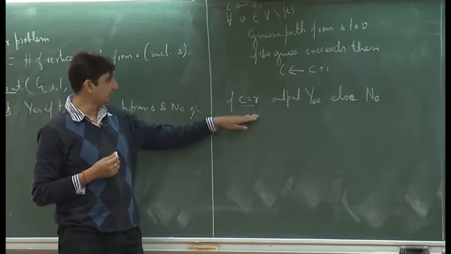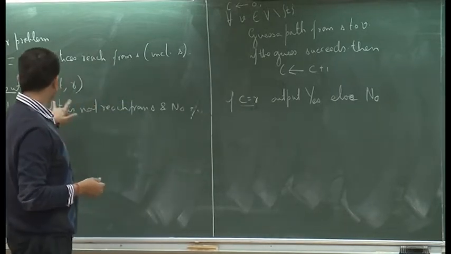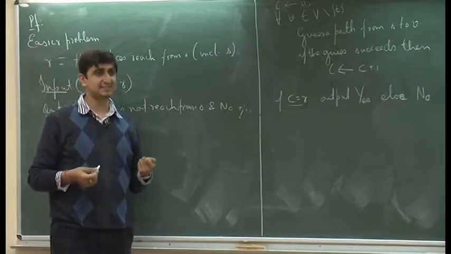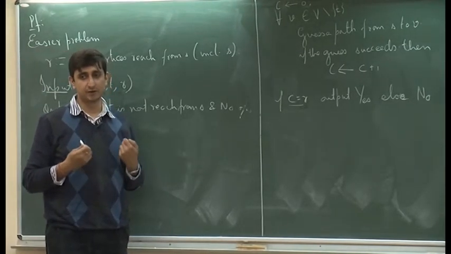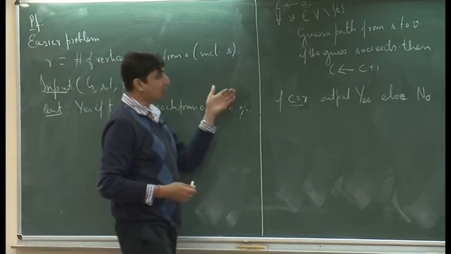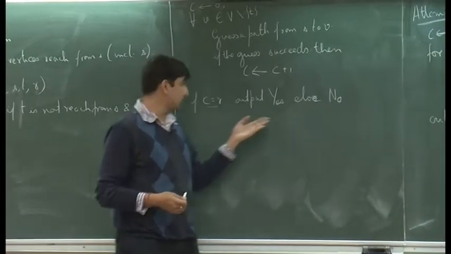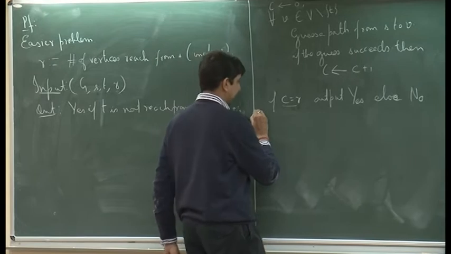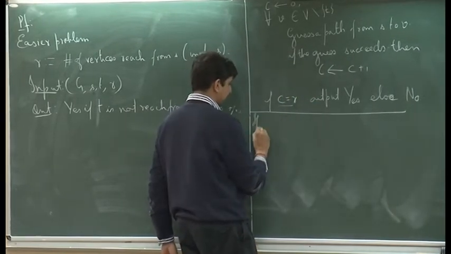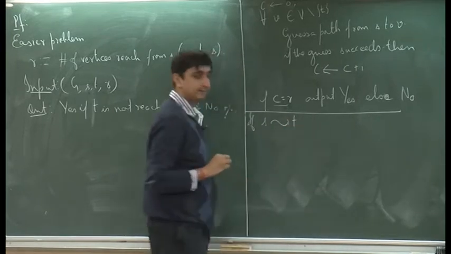So, what do I want? What I want is that if T is not reachable from S, there should be some accepting path, along some path I should output yes. And if T is reachable from S, along all paths I should output no. Let us look at the first case. Maybe I can analyze the correctness of the first algorithm. So, if there is a path from S to T.